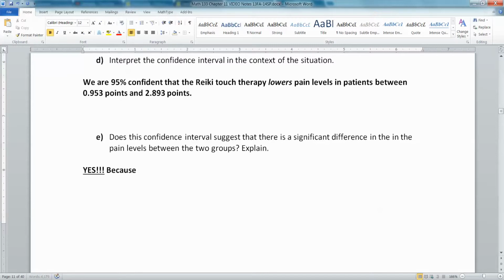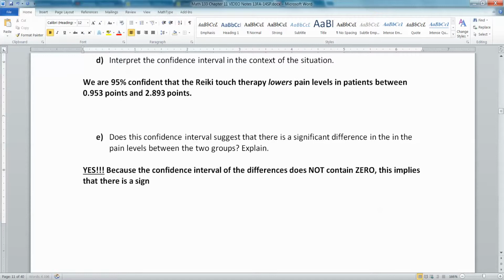Because the confidence interval of the differences does not contain 0, this implies that there is a significant difference in the pain levels between the two groups. Okay. And again, all because 0 is in there. If you want to make a note to yourself, not a significant difference.